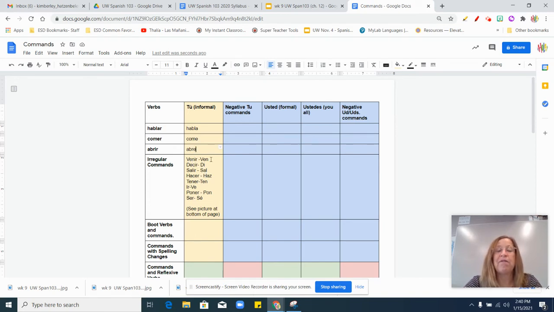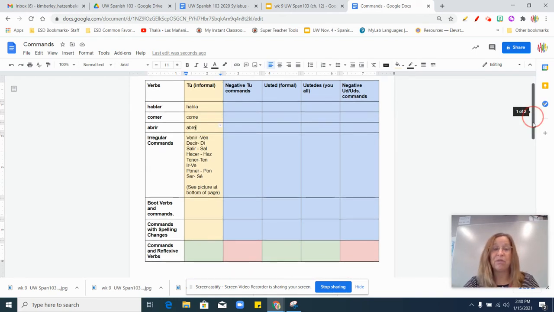So venir becomes ven, come. Decir becomes di. Salir becomes sal, leave. Hacer becomes haz, do. Tener becomes ten, have. Ir becomes ve, which is a little confusing because it seems like see, but it means go. Poner becomes pon, and ser becomes sé with an accent. If you had me in second year Spanish, you'll remember I always said, sé amable, be kind. Commanding you to be kind.